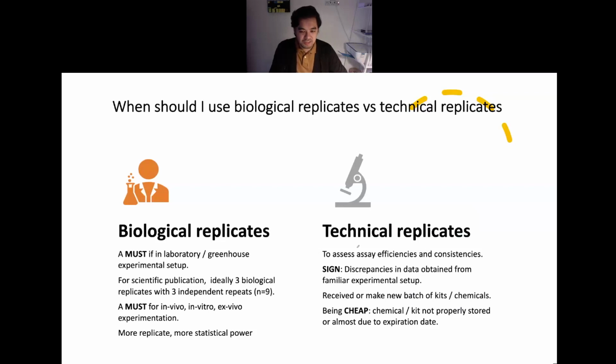Sometimes we have to use a technical replicate approach to find the sources of your errors. This is fairly important, especially when you receive a new batch of kits or chemicals. Sometimes you have very limited resources and a constrained budget, and you definitely need to test your kit. So for this, you need to use technical replicates in this instance.